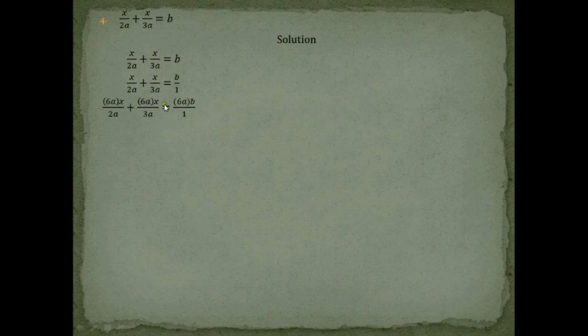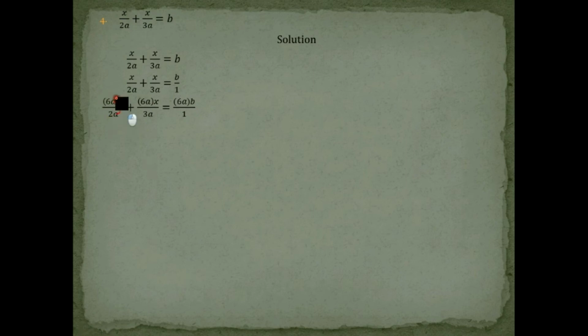If you don't really understand working with fractions right now, don't worry. Very soon, I'm still going to talk about that topic. So use the LCM to multiply each of the terms, which is 6a times x over 2a right there, 6a times x over 3a right there, then 6a times b over 1 right there. So what happens?